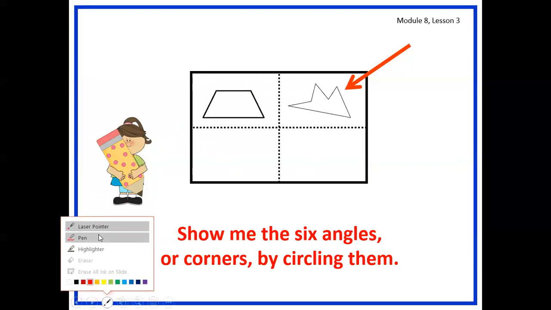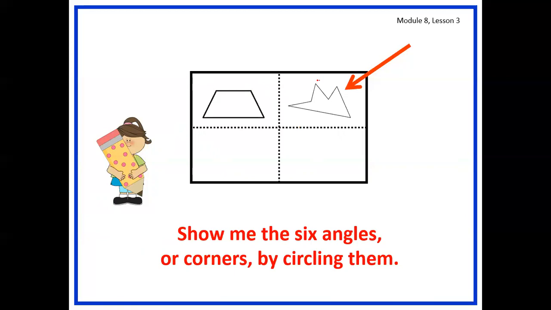You can circle them like Miss Matthews' way, or you can do Miss McFarland's way and do a half circle showing if the angle is super big or if the angle is super tiny, right? Because we've got our obtuse angle here, but we've got an acute angle over here. So you can show me the 6 angles or corners by circling them. I don't have to go through and do that on every single one because that is something that you can do. Make sure that you circle or label each angle on this figure, okay?